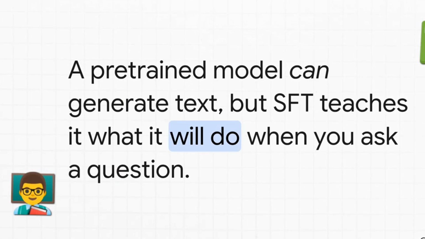And this is a really key difference. A pre-trained model can generate text. It can continue a sentence you start. But that's not the same as answering a question, is it? Instruction fine-tuning teaches the model what it should do when you ask it something. This is the step that really transforms it from just a text predictor into a useful conversational partner.